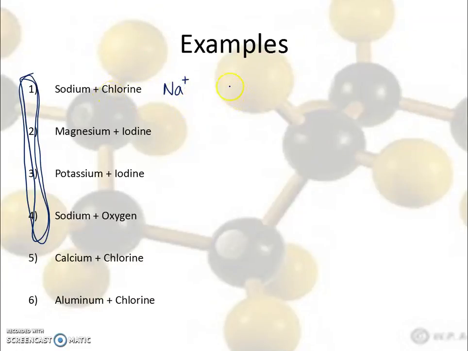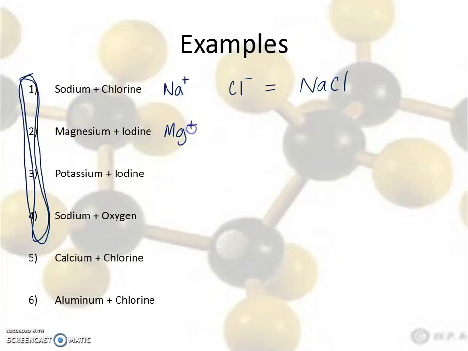Well, chlorine is Cl, and it's in group 17, which means it makes a negative 1 charge. If you're unsure of that, we'll go through it in class. So we've got 1 Na and 1 Cl, and guess what? They're going to come together to form NaCl.